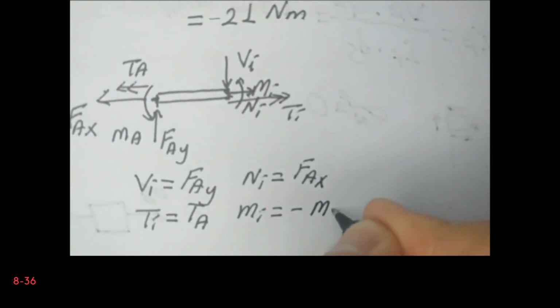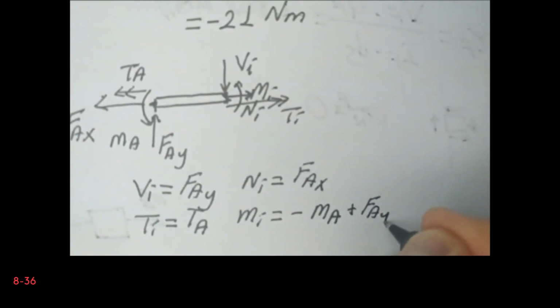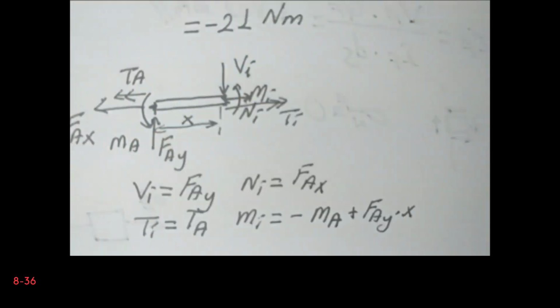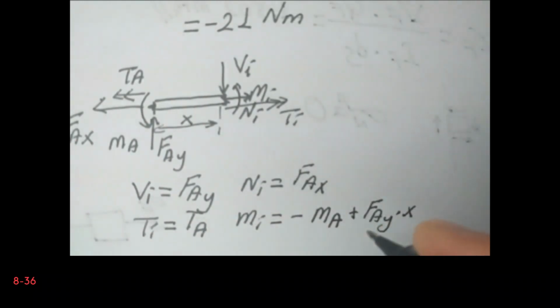Plus FAY multiplied by X. So this distance is X. In fact, we are looking for the position. We need to calculate the stresses at cross section AA, and for this point this is 0, FAY, because X is equal to 0.